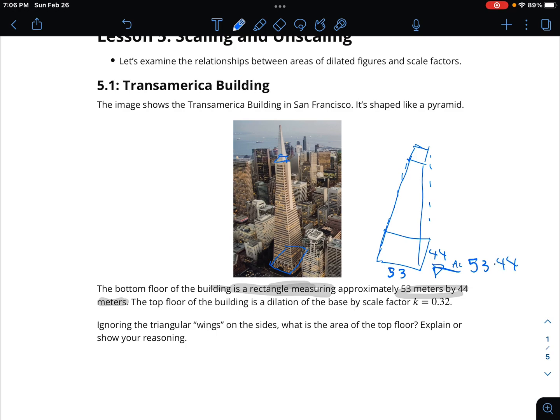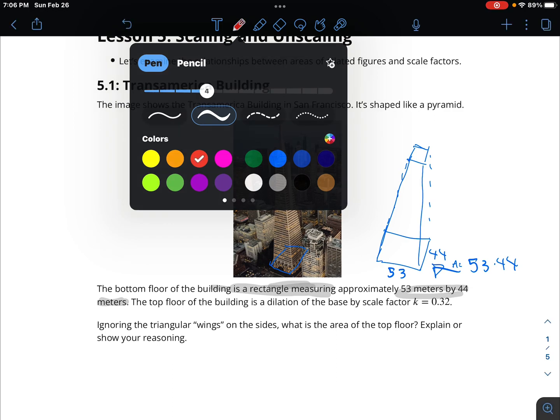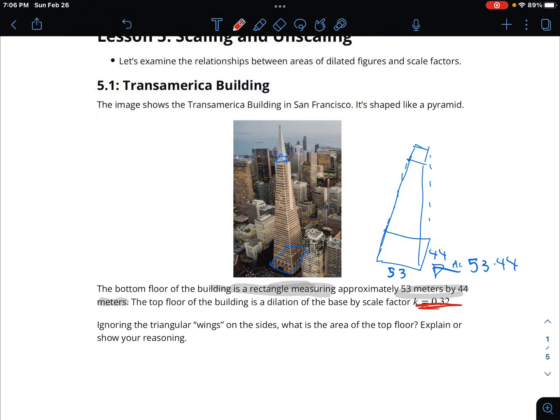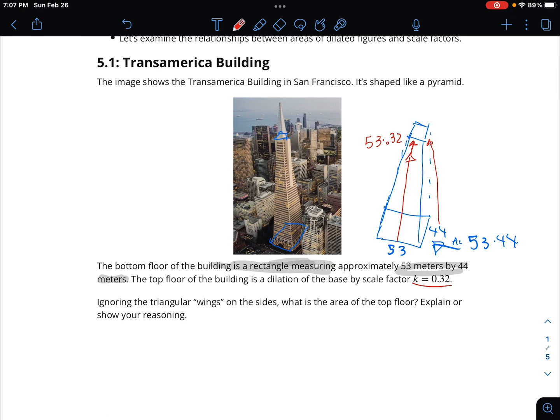What we need to do here is you guys need to find these two sides using the scale factor, which, as you guys know, you multiply each of these sides. So 53 times 0.32 is going to give us this side right here. Once you guys find it, you also need to find this side and then multiply to find what the area of the top floor is. And then you guys are going to give me a sentence. What I'd like you guys to do is please go ahead and press pause to go finish that problem.